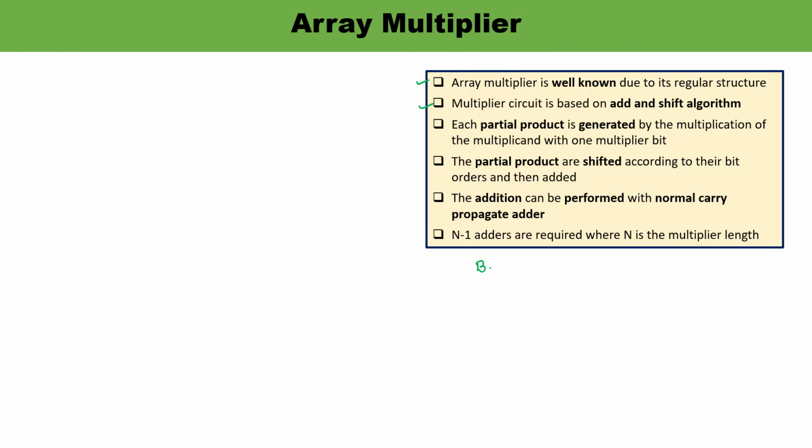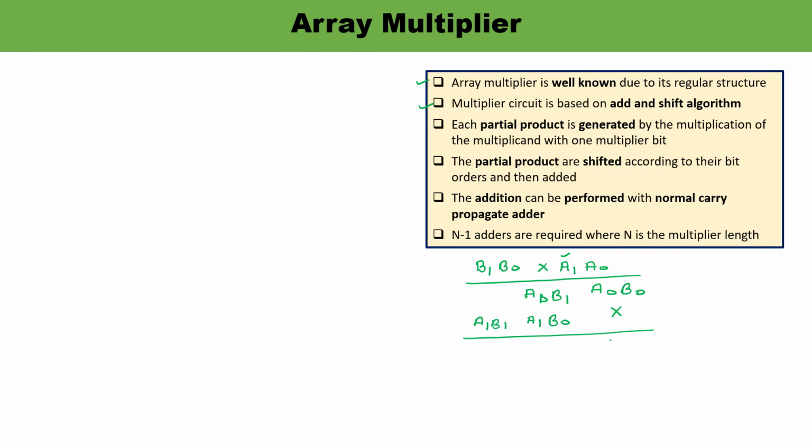Say one number has 2 bits, B1, B0, and the other has A1, A0. What happens when you multiply? First you multiply A0 with these terms: the first term is A0B0 and the second term is A0B1. Next you multiply with A1, which means you are shifting, as in the shift algorithm. So the first term will be A1B0, and the second term will be A1B1.